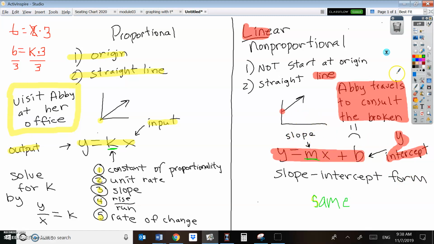So all of this work right here on this page is what you need to have on your paper for the graded notes. The notes are called slope-intercept form graded notes.